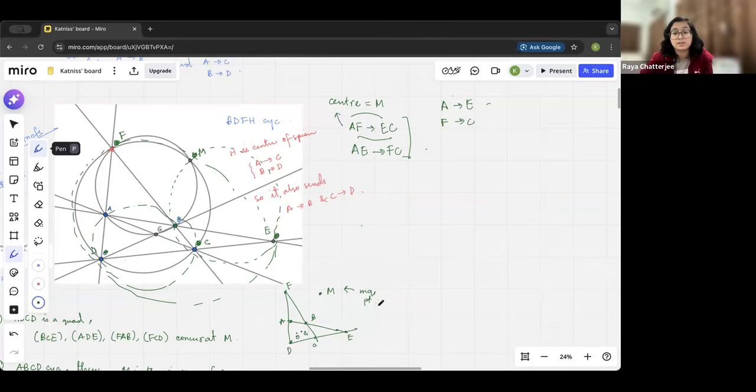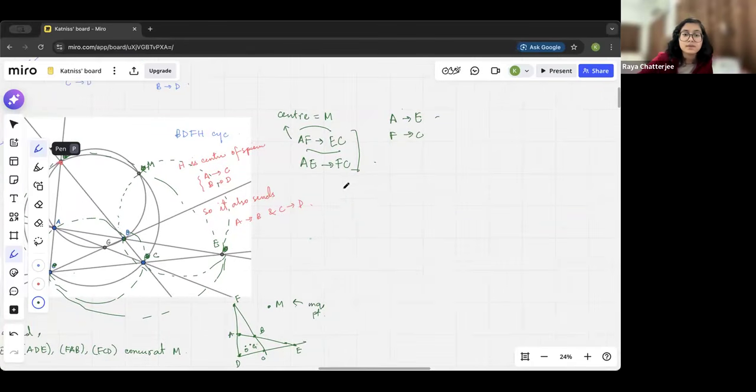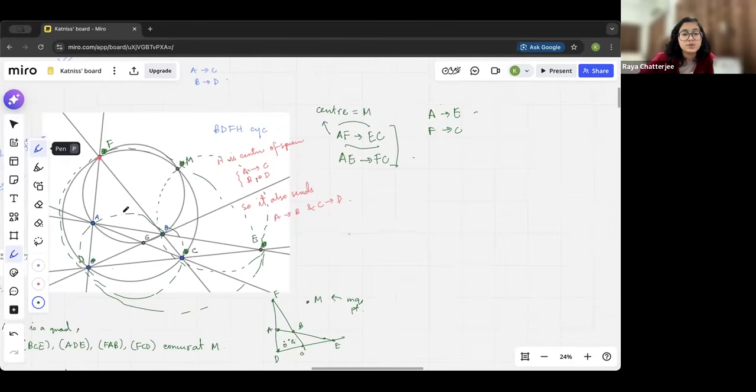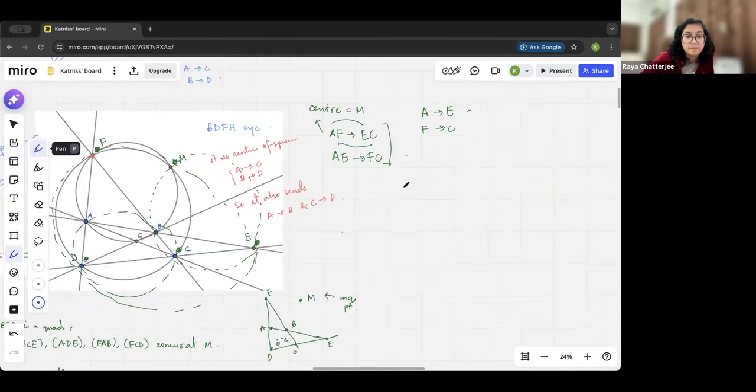Okay, I'll just go over it because we don't have much time. So another thing you can note is that AD intersection BC is F, and you're taking the circumcircles of ABF and ACD. So basically, M also sends A to D and B to C.